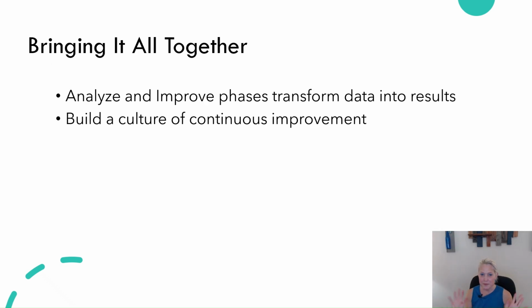All right, let's bring it all together. The analyze and improve phases transform that data into results, right? So all that data that we collected during the measure phase, we use in the analyze phase to analyze the problems. Then we turn around and take that and develop our potential solutions, so that we can actually put these solutions into place to come to really sustainable results. And we also build a culture of continuous improvement as we're going through this.